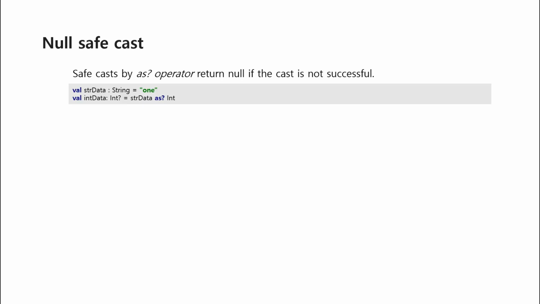Next, let's see null safe casting. We can use as with a question symbol operator for null safe casting, which will return null instead of a cast exception if the cast is not successful. As you can see in the second line, we can't cast this string type property to the int type. So this will return null instead of a cast exception. This is it for null safety.